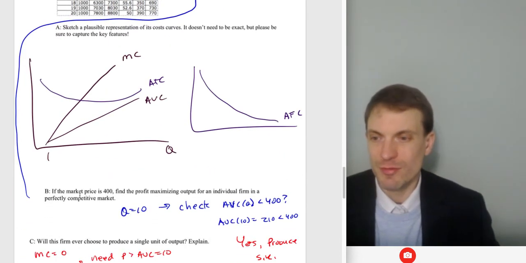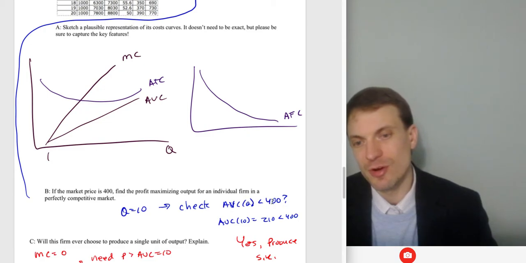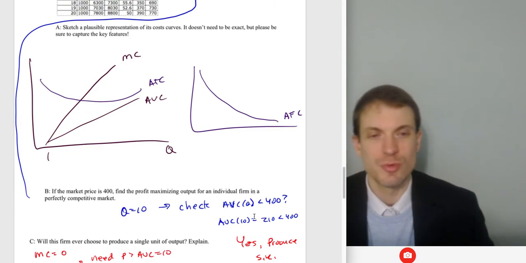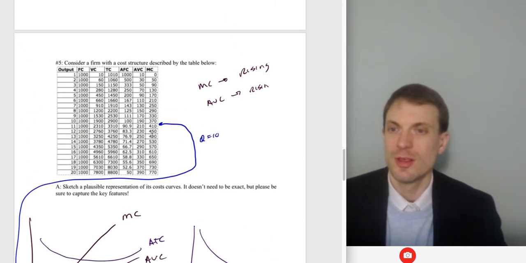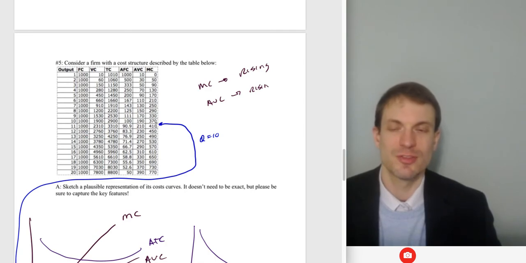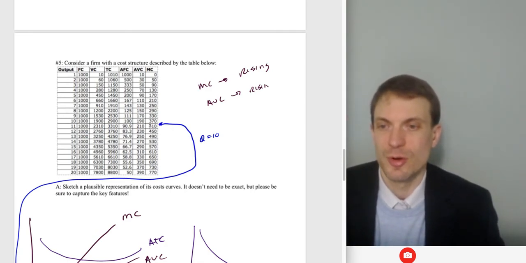Part B, if the market price is 400, find the profit maximizing output. Turns out it'll be a quantity of 10. Then we have to check to see, is average variable cost of producing those 10 units bigger or smaller than 400? Let's see, average variable cost is smaller, so we want to produce in the short run. So at a price of 400, I'll produce 10 because that'll keep my marginal cost at 370. I don't want to produce the 11th unit because then my marginal cost is going to be bigger than the price. Right, marginal cost would go up to 400.